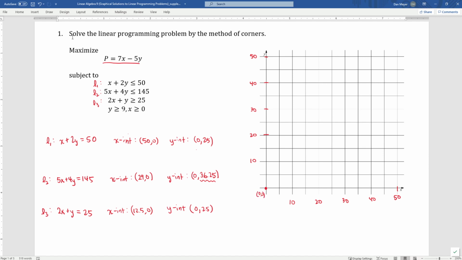Okay, so let's start to get some of these guys drawn in. That first line has an x-intercept of 50 and a y-intercept of 25.